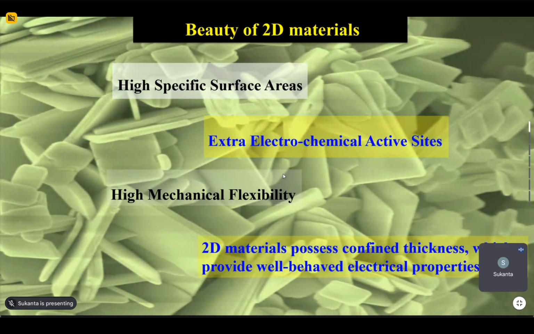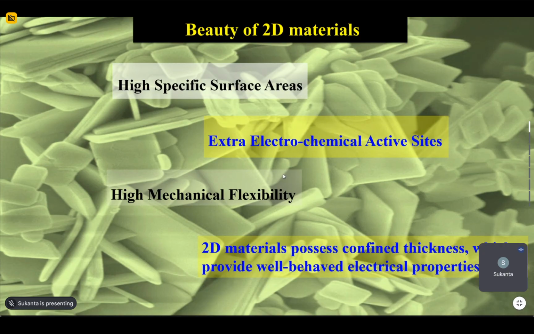They have extra electrochemical activities, which help to anchor the ions and all those things, and also help oxidation reductions, and they have high mechanical flexibility. And 2D material possesses confined thickness, which provides well-behaved electrical properties. So we use the activated carbon for EDLC, that is electric double layer capacitor. Two-dimensional nanomaterials, different types of oxide materials, can be used for pseudo-capacitance materials.